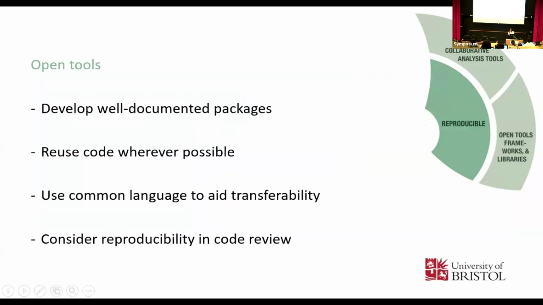We want to reuse code wherever possible, and one of the best ways to do that is to develop well-documented packages so that reuse is really facilitated. We're also trying to use common language across our projects, using consistent variable names and consistent code components. These all sound like very simple things, but they can really help move code between projects quickly and efficiently. And during the pandemic, that was particularly important because we were responding rapidly to challenges as they arose.